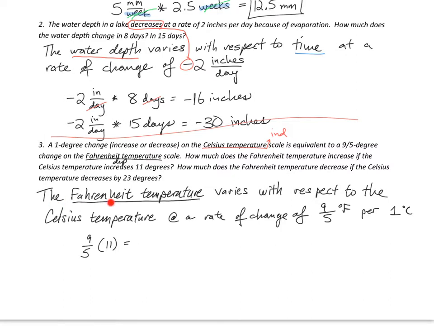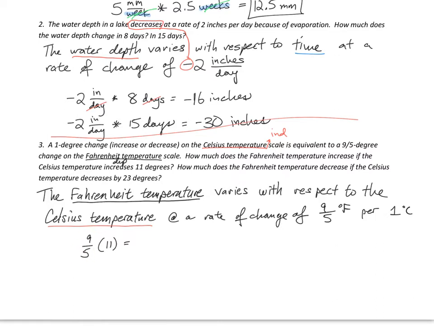The Fahrenheit temperature varies with respect to the Celsius temperature at a rate of change of 9/5 degree Fahrenheit per 1 degree Celsius. So how would we use this rate to find the Fahrenheit temperature increase compared to a Celsius temperature increase of 11 degrees? Well, we multiply the independent variable value of 11 degrees by the rate.